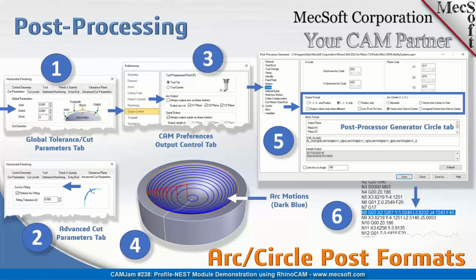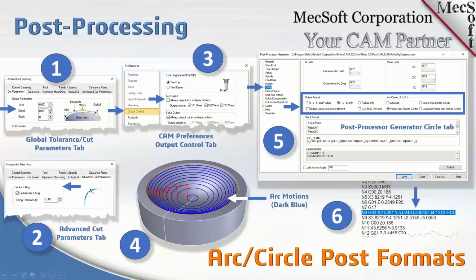Then, if that operation supports arc fitting, it will be located on the Advanced Cut Parameters tab. You'll see an area called Cut Arc Fitting, and it will have a value for arc fitting tolerance. We recommend this arc fitting tolerance be 2 times your global tolerance. So in these images, you see we have .001 set for the 3-axis in and out tolerance. We have .002 set for the arc.